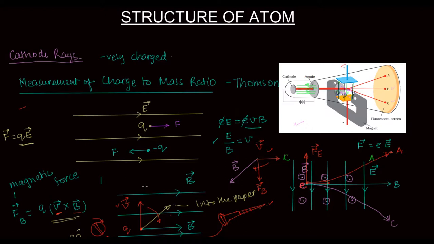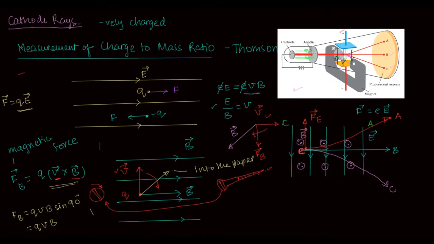This is nothing but the qVB term that we had got here. So this is qVB. Instead of q, I have e. Right? Instead of q, I have e here. I have arranged them. One is acting in the upward direction, another is acting in the downward direction. I have tried to arrange them in such a manner that they are equal. The moment they are equal, there is no deflection and the electron comes and hits the plate here at B.